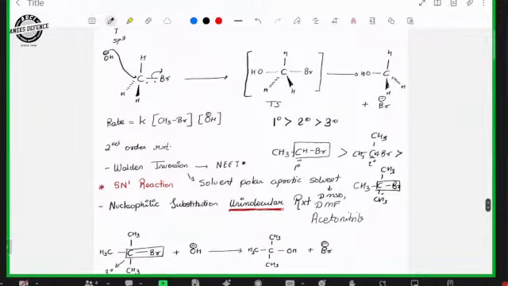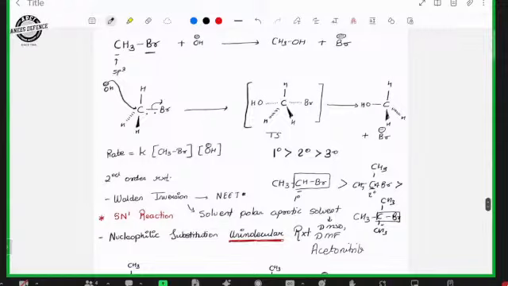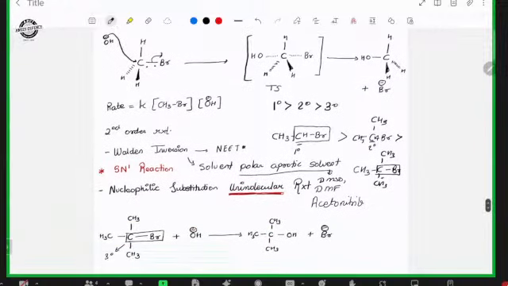That is, it is SN2. Why SN2? Because it is bimolecular. Why bimolecular? Because at the rate determining step, there is the presence of two reactant molecules. Then the conformation is Walden inversion. The reactivity is primary, secondary, and tertiary. And the solvent which is used over here is a polar aprotic solvent. These are the four things which you have to keep in mind.